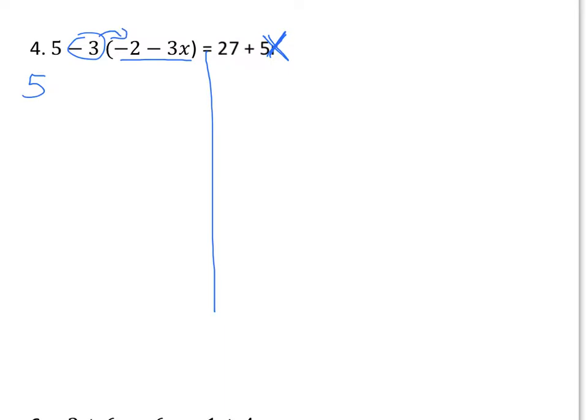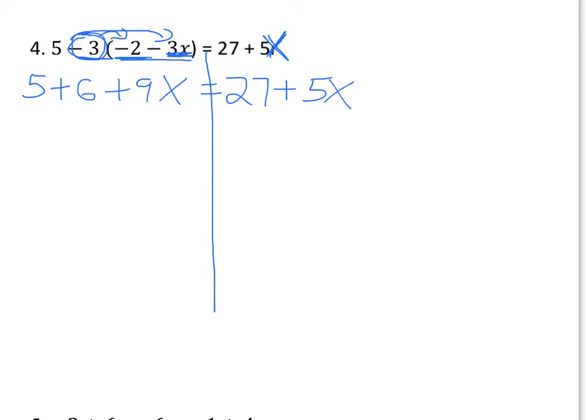So I do the arrows. This -3 times -2 is positive 6, so I put a plus 6. And then -3 times -3x is positive 9x. So for both cases, when you distributed, negative times a negative gave us positives. And then the right side, we can't combine 27 and 5x, so I just bring those down. Again, I'm focusing on the left side. These are like terms. I can add the 5 and the 6 and get 11. So 5 plus 6 is 11. And then I bring everything else down. 11 plus 9x equals 27 plus 5x.